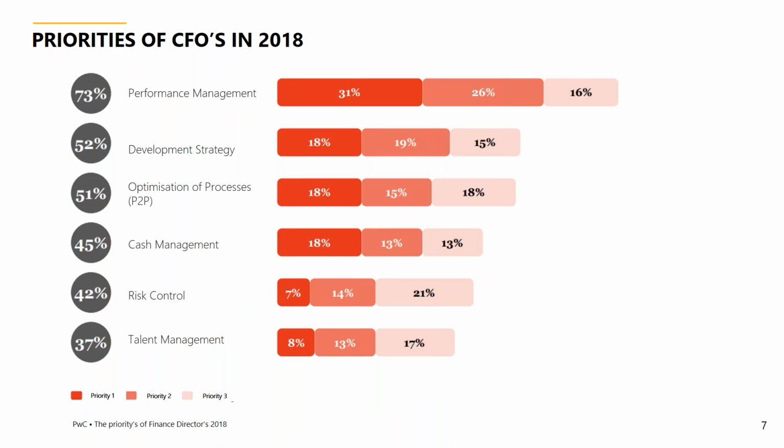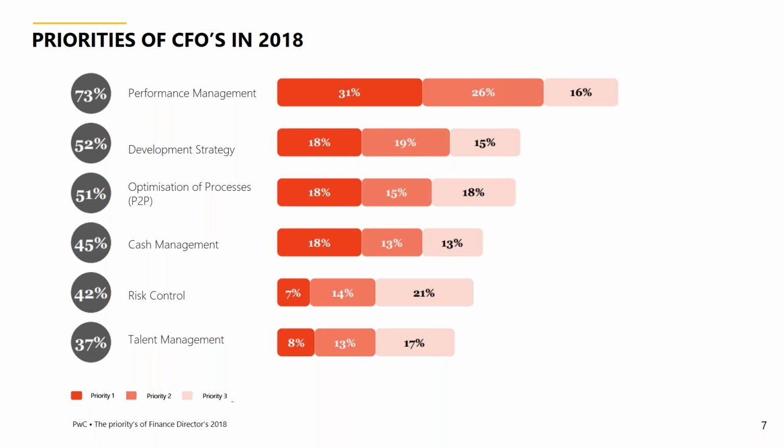What we're going to look at first is some feedback from research that we did with CFOs at the beginning of this year, and really, what are their priorities purely within the financial department rather than across the rest of the organization. This was done via PwC. We did this in partnership with them at the beginning of this year.